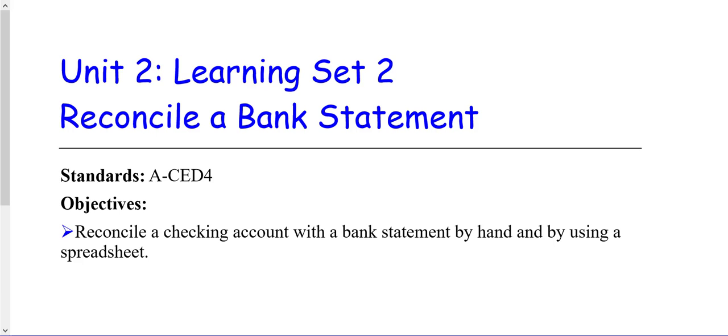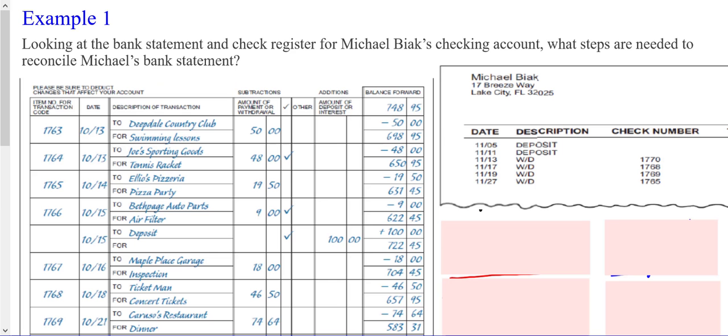And by reconcile, what you're doing is you're comparing your bank statement to your check register to verify that no mistakes have been made on either the bank's part or your part. So you need two things when you want to reconcile your bank statement and check register. You need the check register and the bank statement.